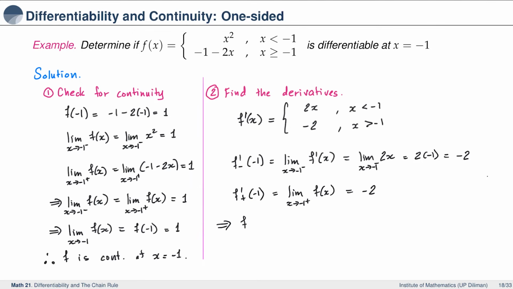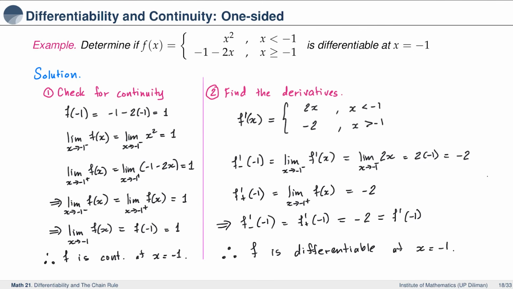So in this case, the left derivative and the right derivative at -1 are both equal. Therefore, the derivative at x equal to -1 is also equal to -2. Therefore, the function is differentiable at x equal to -1.